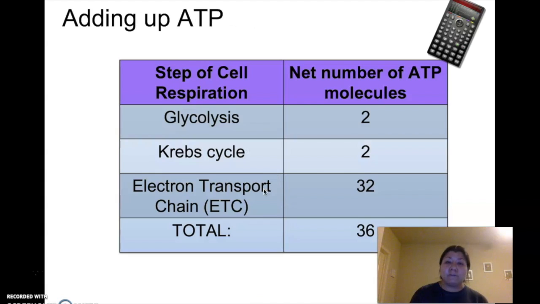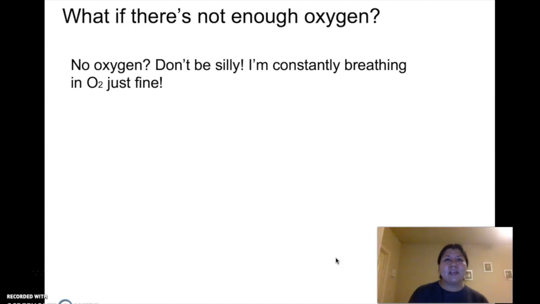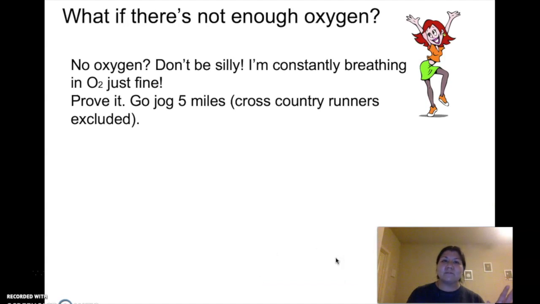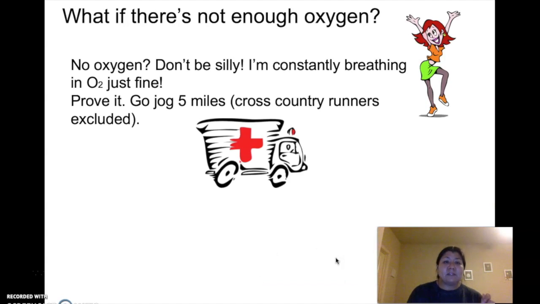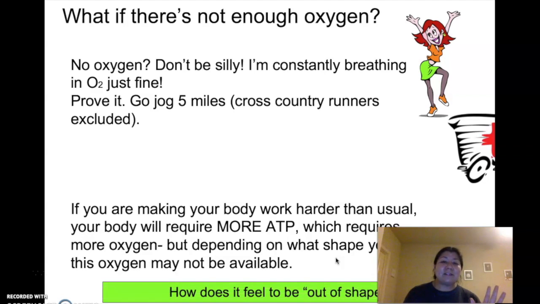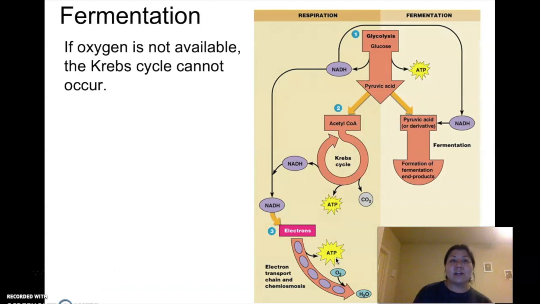Okay, so total, if we add everything up, we're going to get about 36 ATP, and that's per half of a glucose molecule. Okay, and if you remember, you're getting a lot of glucose molecules in all of your food. So if there's not enough oxygen, what ends up happening? Those of you that maybe are not in the greatest of shape, when there's not enough oxygen, your muscles are going to cramp, you're going to start building up some lactic acid. And so we're going to talk about that really quick.